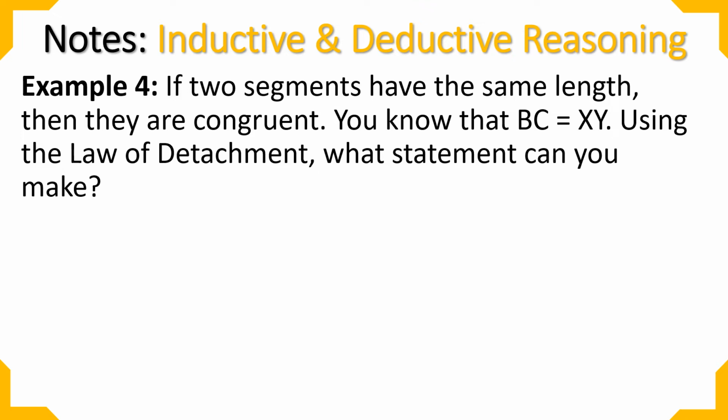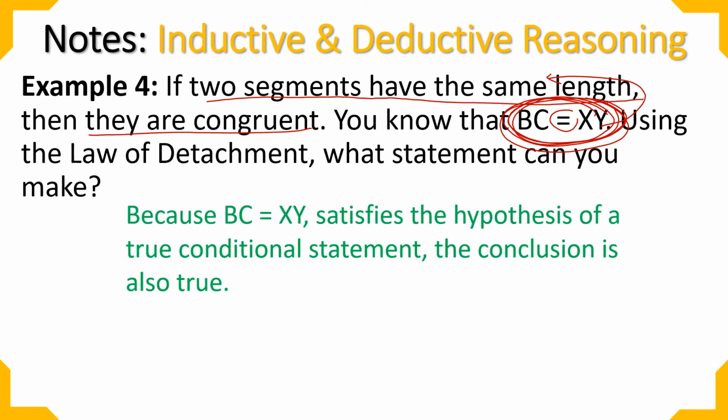Well, according to the law of detachment, we know that if the hypothesis is true, then the conclusion is also true. Our hypothesis here is two segments have the same length. We have here two segments that have equal length. So our hypothesis is true, then the conclusion is also true. So because BC is equal to XY, we know then by the law of detachment that these segments are congruent.